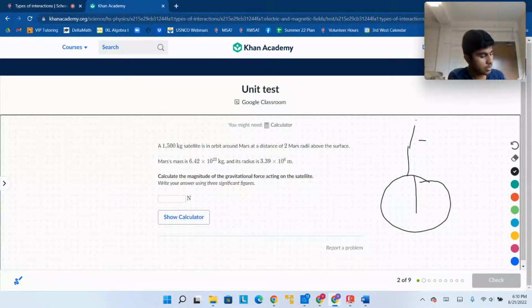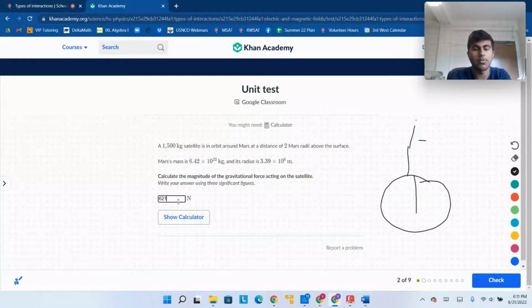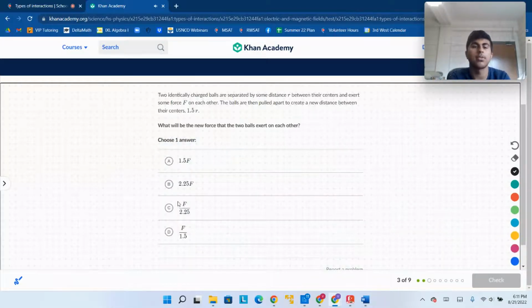Okay, so if we take that and compute it, we can pull out a calculator and see what that is. So we have 6.42 times 10 to the 23rd times 1500 over 3.39 times 10 to the 6th times 3, squared. And then, of course, you multiply by the gravitational constant, 6.67 times 10 to the negative 11, which gives you 621 newtons as the gravitational force. And we can keep going to the next question.